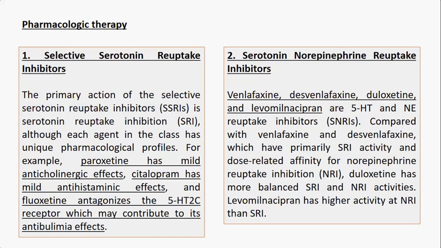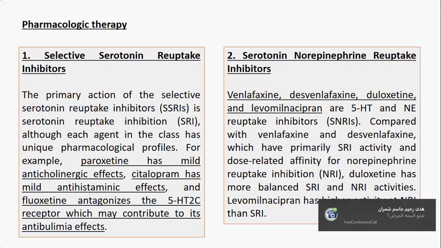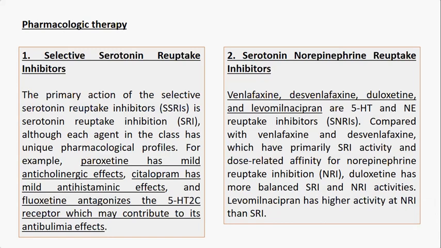اوكي، اذا ننتقل للكلاس الاخر اللي هو السيروتونين نورابينفرين ريابتيك انهبيتور. اذا نشوف فرق عن الكلاس الاول. الكلاس الاول هو كان فقط سيلكتيف سيروتونين ريابتيك انهبيتور، هذا لا، راح يكون سيروتونين اند نورابينفرين ريابتيك انهبيتور. The drugs in this class: venlafaxine, duloxetine, and levomilnacipran.